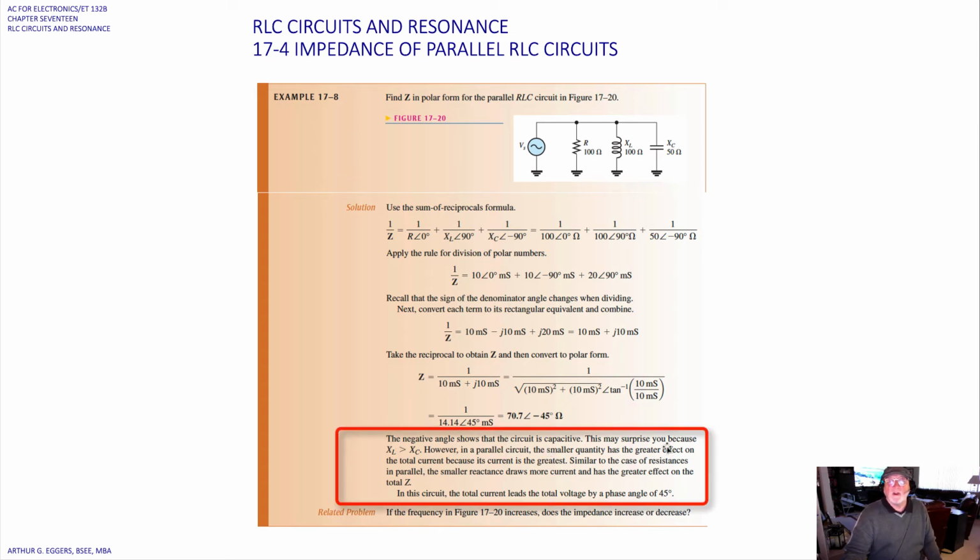The negative angle shows that the circuit is in fact capacitive. This may surprise you because X sub L is greater than X sub C. However, in a parallel circuit, the smaller quantity has the greater effect on the total current because its current is the greatest. Similar to the case of resistances in parallel, the smaller reactance draws more current and has the greater effect on the total impedance. So in the circuit, the total current leads the total voltage by a phase angle of 45 degrees.